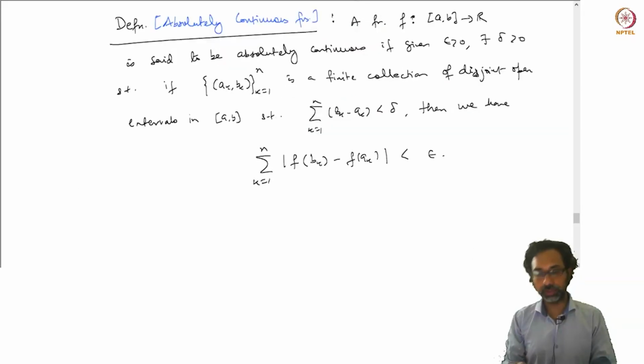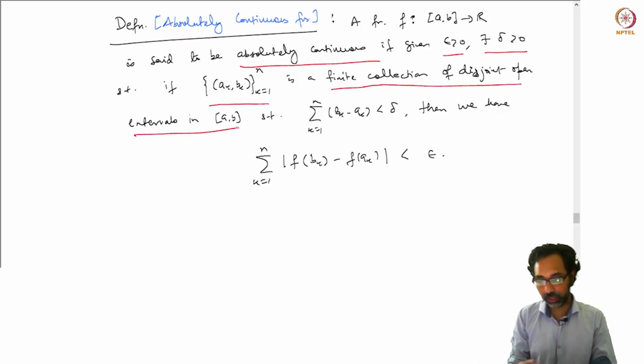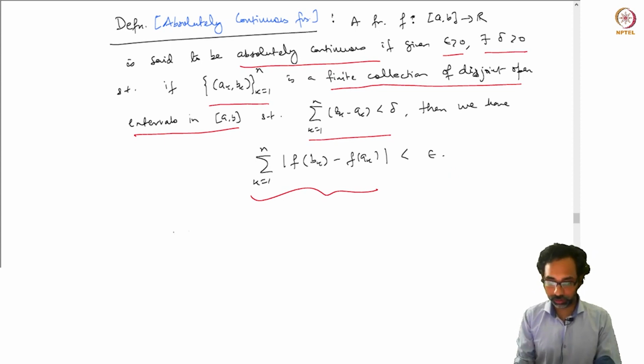We make the following definition for absolutely continuous functions. A function f is said to be absolutely continuous if given epsilon greater than 0, there exists delta greater than 0, such that if there exist finitely many disjoint open intervals (a_k, b_k) in [a,b] such that the total length of this union is bounded by delta, then the variation of f over these intervals is less than epsilon. These are called absolutely continuous functions.